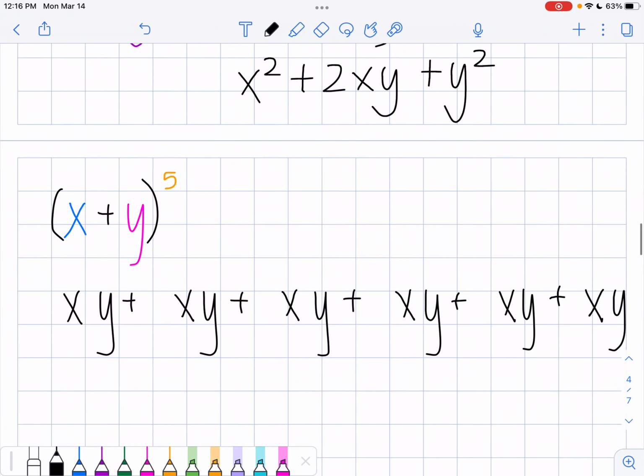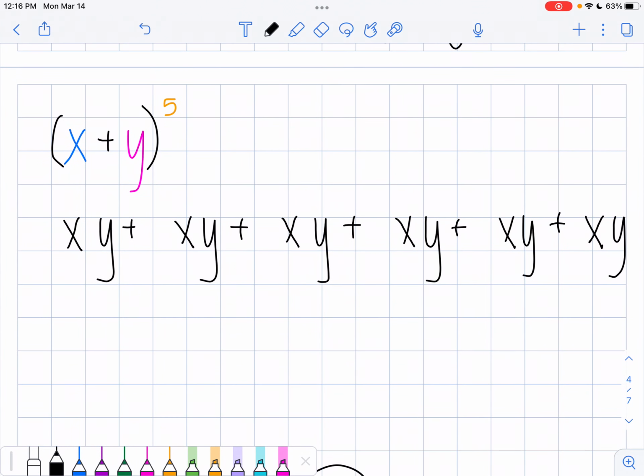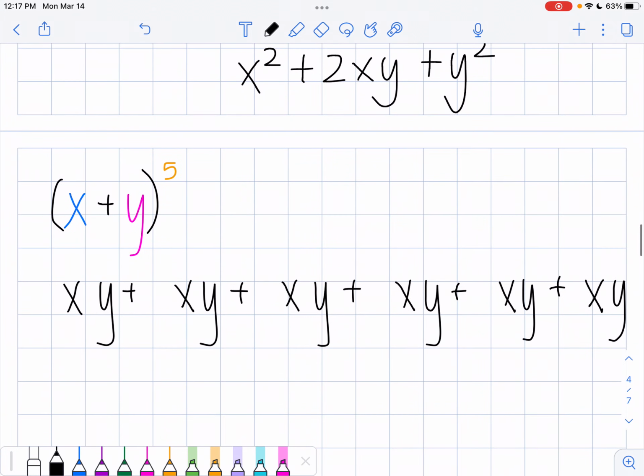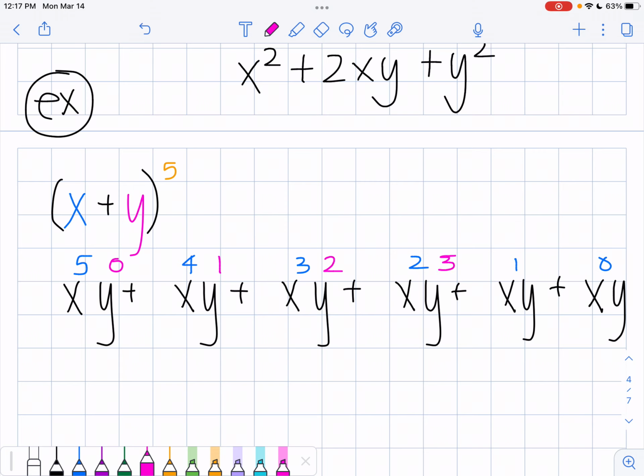Okay. So if I wanted to expand x plus y to the 5th, this is technically an example. I would first do my exponents. So I would say this is 5, 4, 3, 2, 1, 0 and 0, 1, 2, 3, 4, 5. Oh, and something to note that I forgot to point out. See all of these add up to 5? 5 plus 0 is 5. 4 plus 1 is 5. 3 plus 2 is 5. 2 plus 3 is 5. 1 plus 4 is 5. And 0 plus 5 is 5.